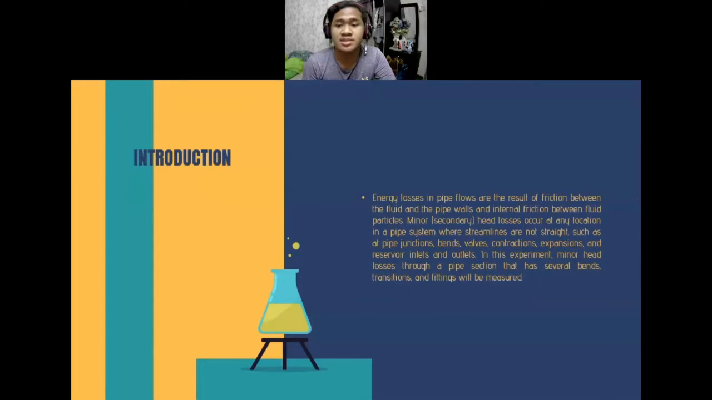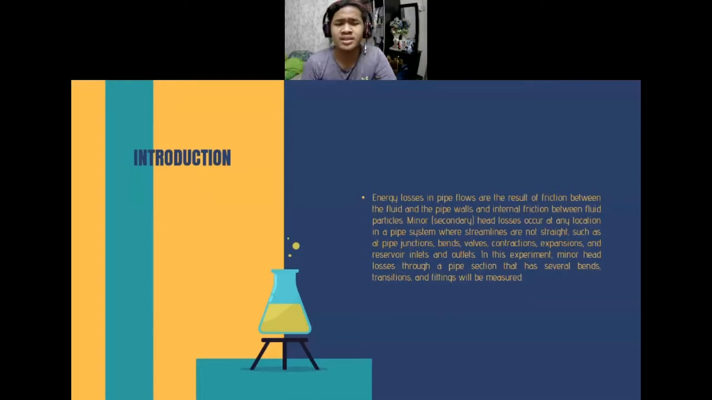The energy losses in pipe flow are the result of the friction between the fluid and the pipe wall and the internal friction between the fluid particles. Minor losses or head losses occur at any location in the pipe system where streamlines are not straight, such as at the pipe junction, bend, valve, contraction, expansion, and reservoir inlet and outlet. In this experiment, minor head losses through a pipe section that has several bends, transitions, and fittings will be measured.